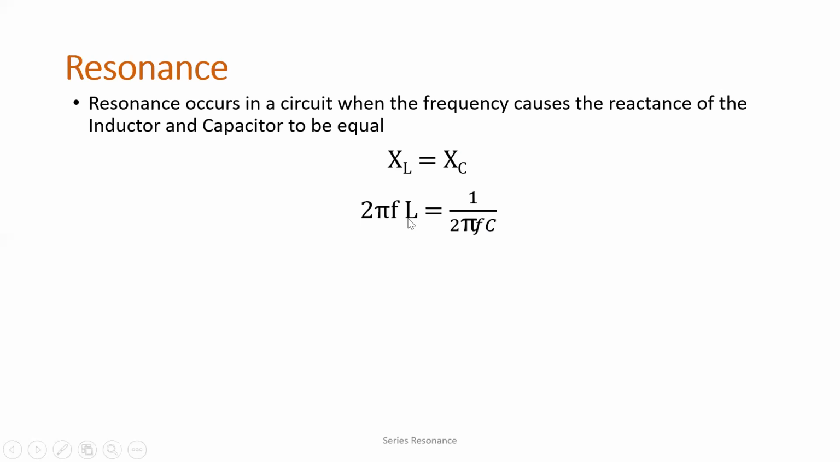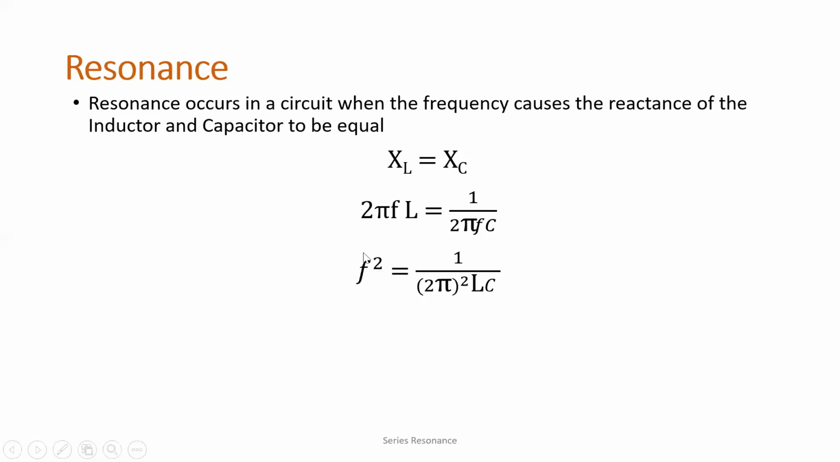So we have f times f, f squared, and this will be 1 over 2 pi times 2 pi, so 2 pi squared times L times C. This will be the result: f squared equals 1 over 2 pi squared times the inductance times the capacitance.